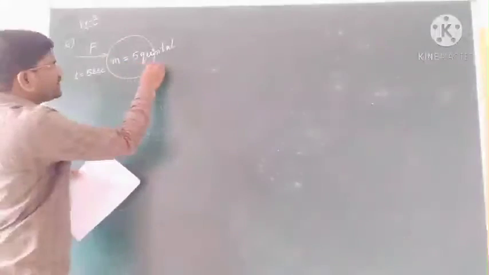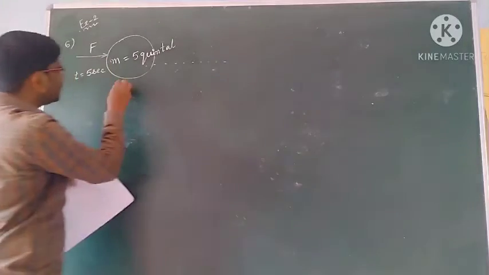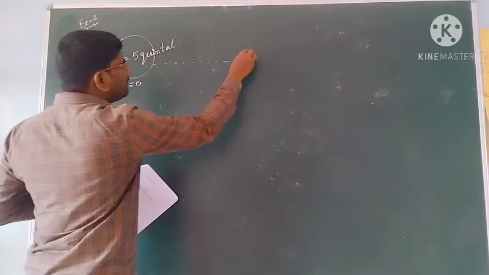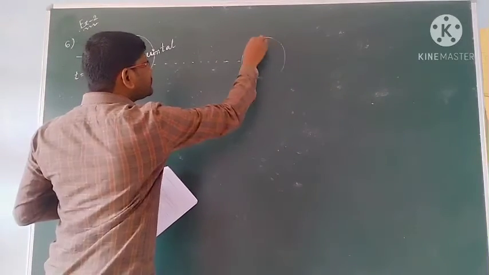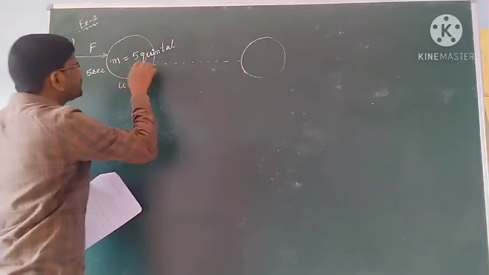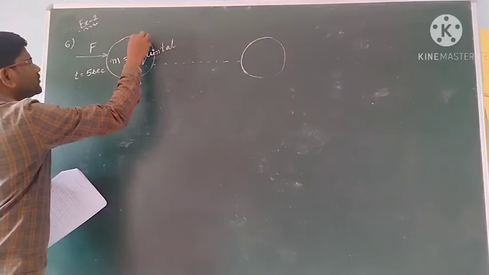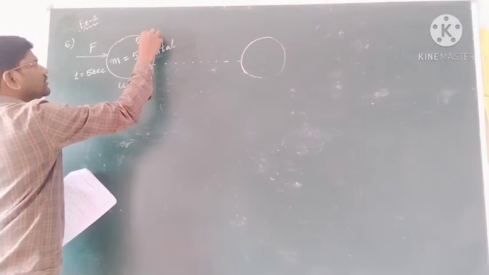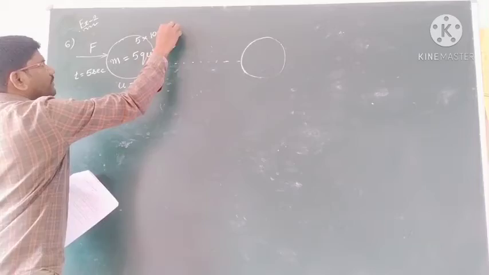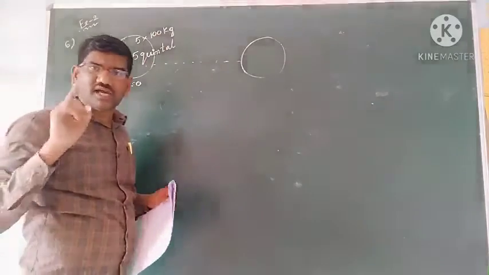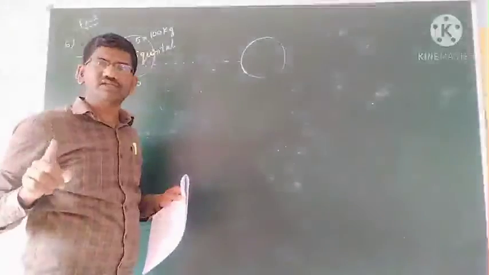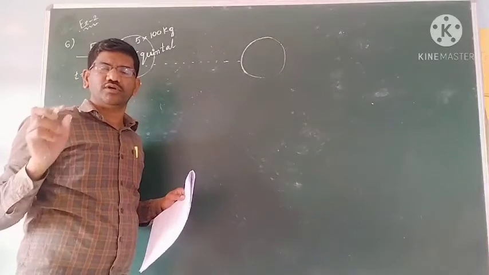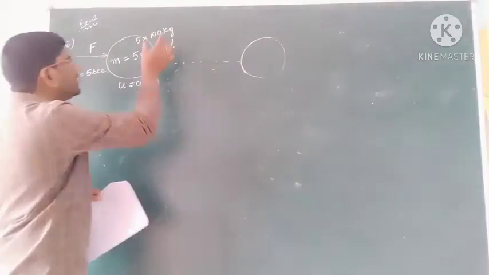Because of that it will gain some velocity, since initially it is at rest. Okay students, this 5 quintal: 1 quintal is equal to 100 kilograms. So quintal means 100 kilograms. A ton means 1000 kilograms, and a metric ton is also 1000 kilograms. Okay students, quintal is 100 kilograms.